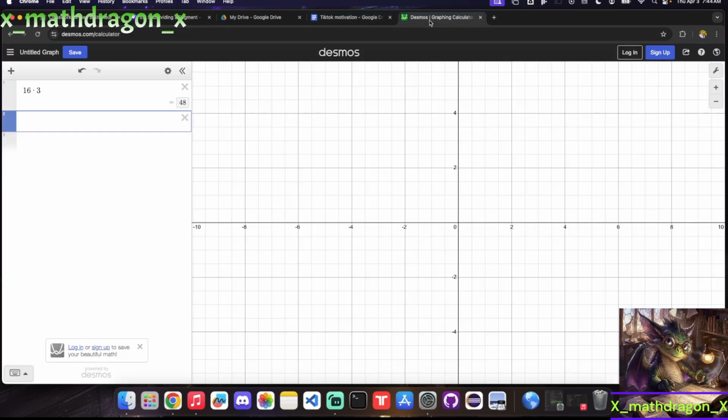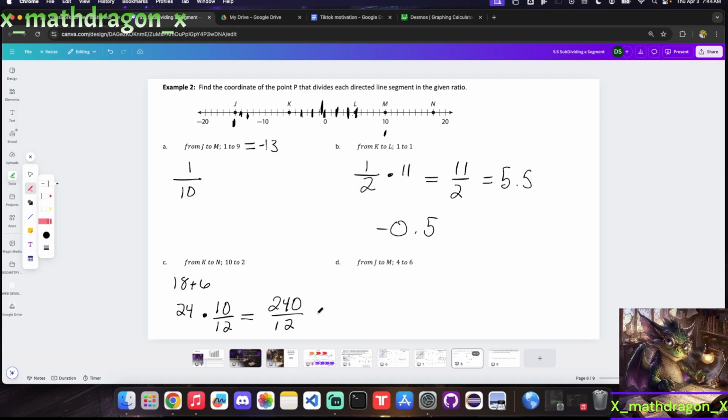Take our calculator, 240 divided by 12, and we're going to move 20 spaces. So out of those 24 spaces from K all the way to N, we're going to move 20 of them. So we could actually just move 1, 2, 3, 4 spaces back and figure out if M is 10, 11, 12, 13, 14. So this should be equal to 14. That's our point P. This is our point P. And this is RP. All right, last one, J to M.